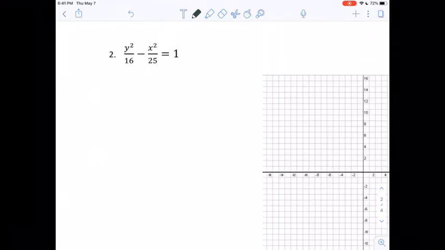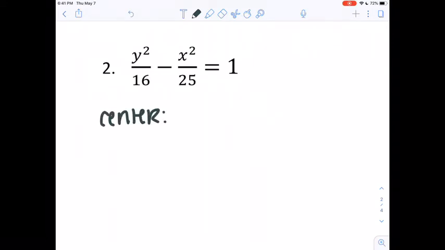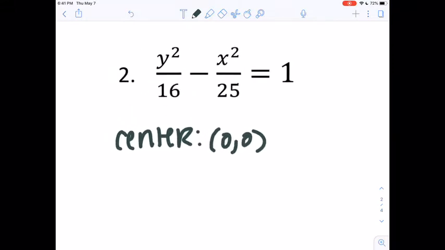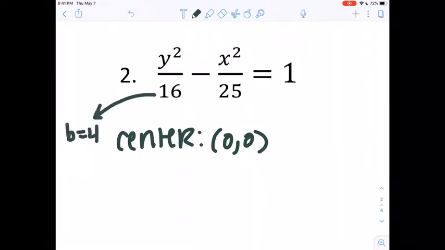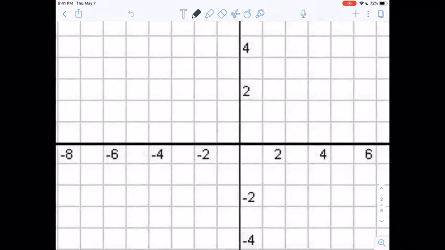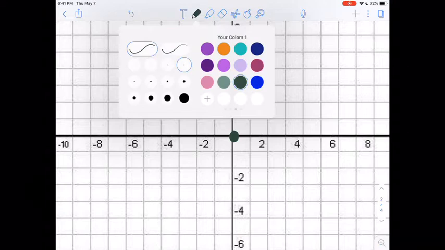So for number 2, I don't see anything being subtracted from y or x. So I know that my center is at 0, 0. Okay, b is always under y. So b equals 4, right? We always take the square root of that number. And a is equal to 5. Okay, so I'm going to plot my center. And I'm going to count.